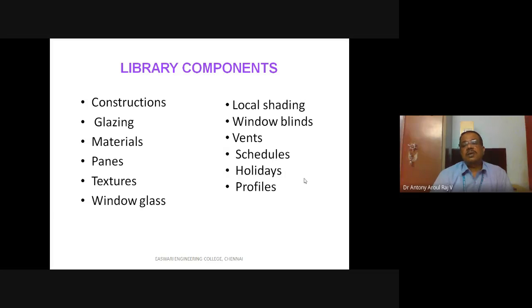Even holidays are worth mentioning. During holidays your AC and other things will not be working. And load profiles also we can give. So these are all the library components available in the building simulation software.